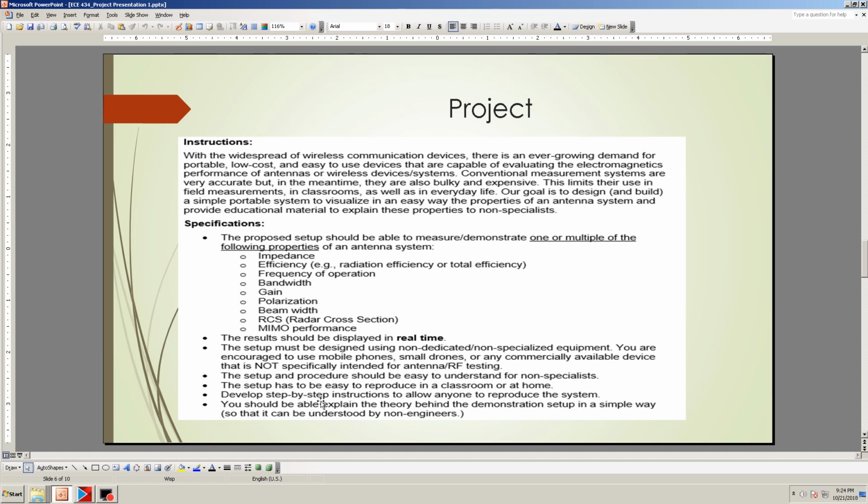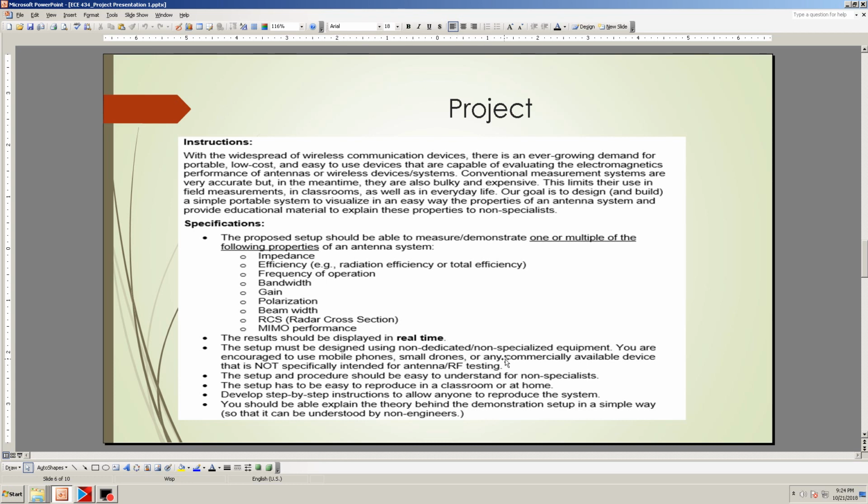Our goal is to design and build a simple portable system to visualize in an easy way the properties of an antenna system and provide educational material to explain these properties to non-specialists. As for specifications, you can make a proposed setup to demonstrate one or more of the following properties of the antenna systems. And the results should be displayed in real time.